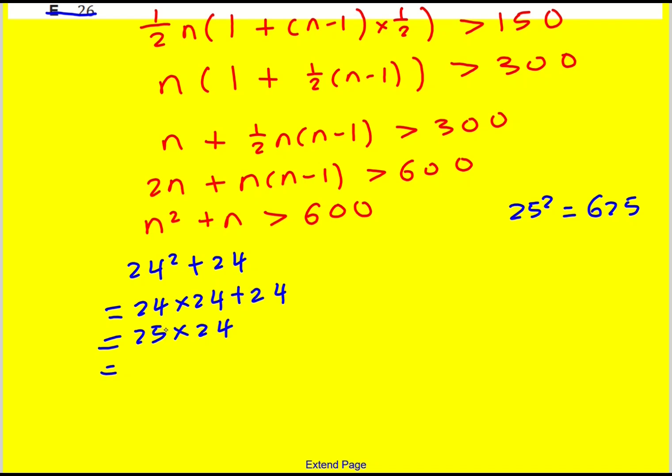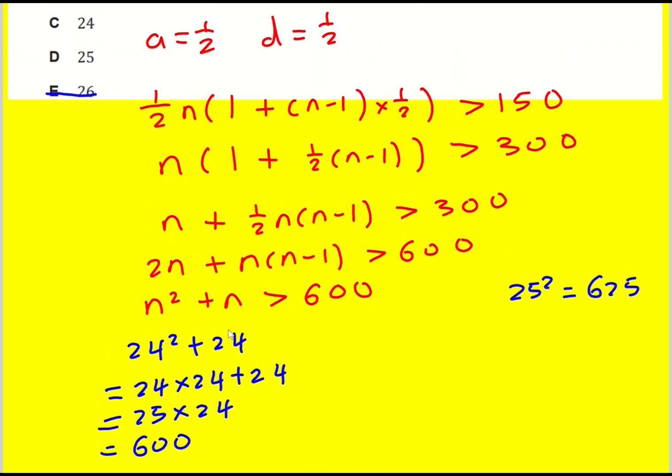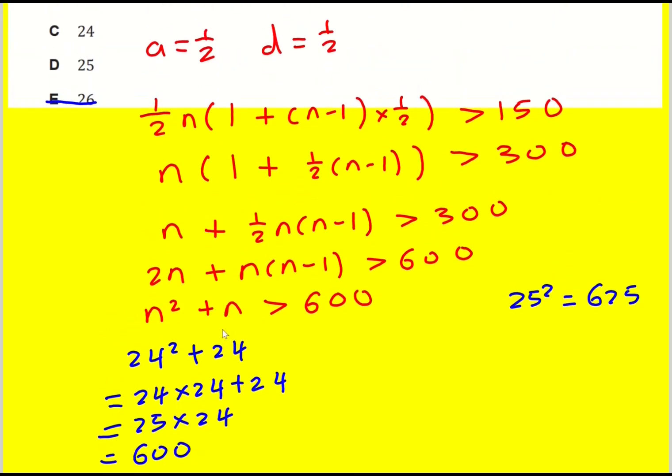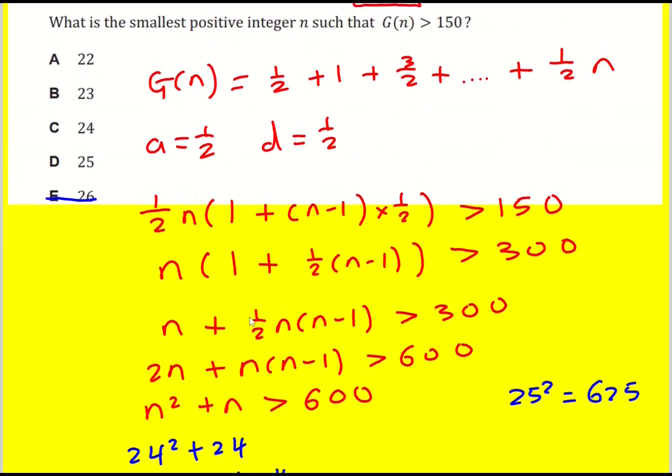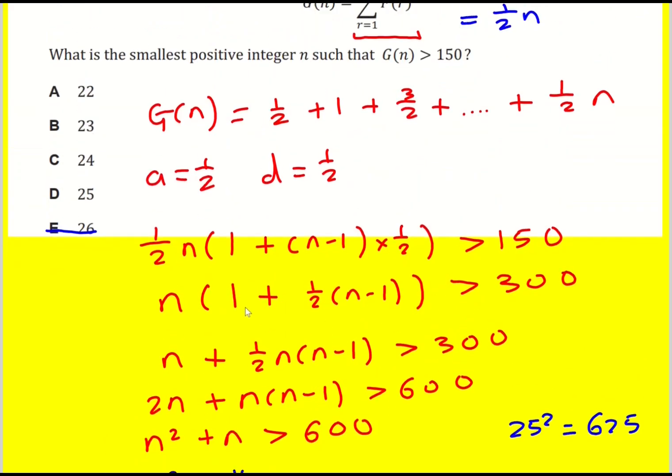And 4 lots of 24 is 100. So then I've got 6 lots of that. It's actually equal to 600. Actually, this would have factorized. So when n is 24, we get precisely 600, which means we need n equal to 25 to get above 600. That's going to be our answer. That would mean the original sum is greater than 150.